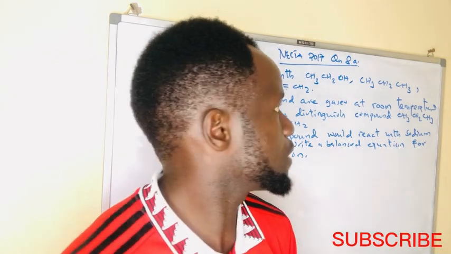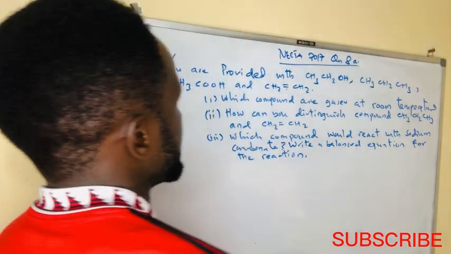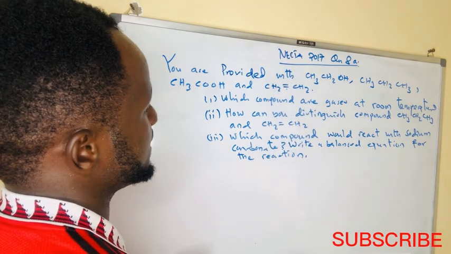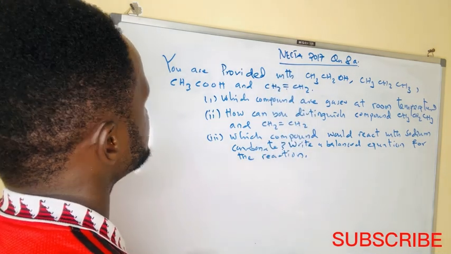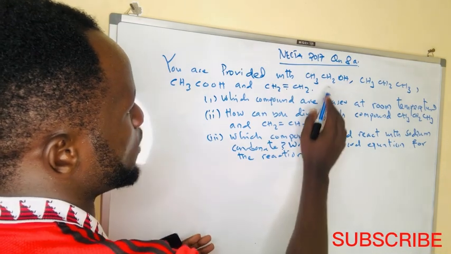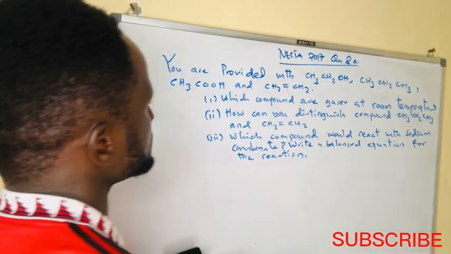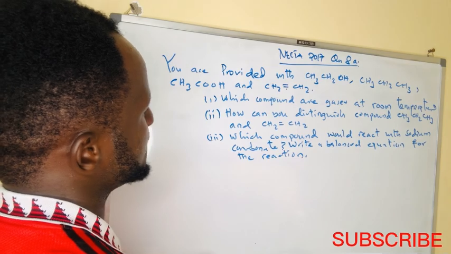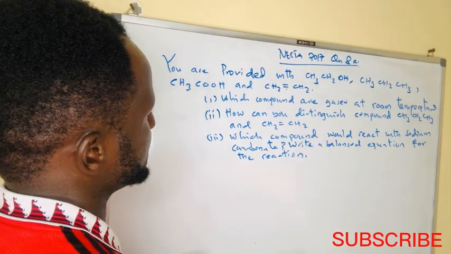In this video we are going to solve NECTA questions. So starting with NECTA 2017 question number 8A. You are provided with 4 organic compounds, number 1 up to number 4. Which compounds are gases at room temperature?